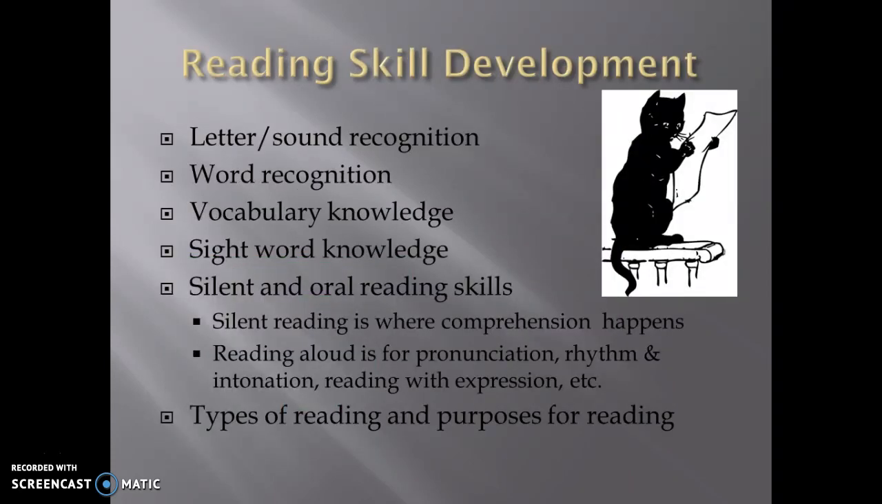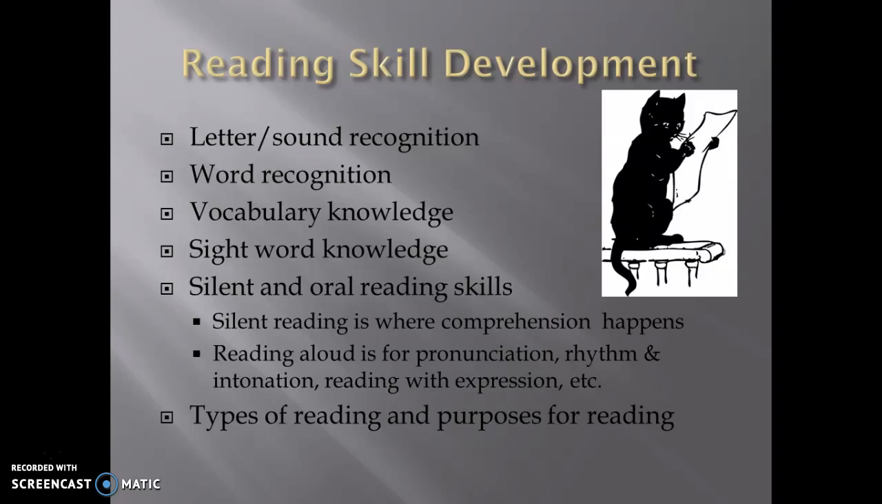Reading involves a lot of skills that we developed from early childhood. Our letters, being able to connect the letters to sounds, words, vocabulary, our sight word knowledge, silent and oral reading. Silent reading is where we get comprehension. Oral reading is where we practiced our pronunciation, the rhythm and intonation, and reading the punctuation. And that is a skill that many adult learners need to be explicitly taught, is how to read the punctuation so that they read with expression.